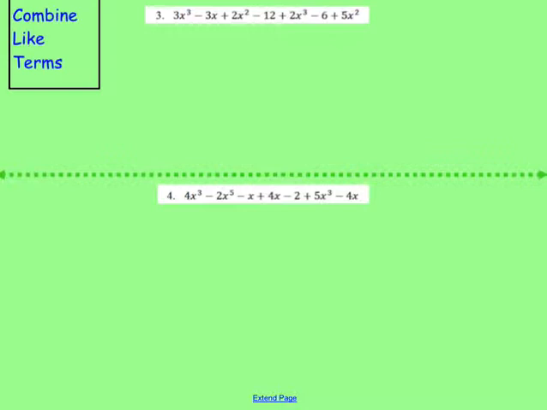So what I'm going to do is have you do these next two on your own. I just want you to work on combining the like terms. Remember, you're just adding the coefficients. You're not adding the exponents, okay?